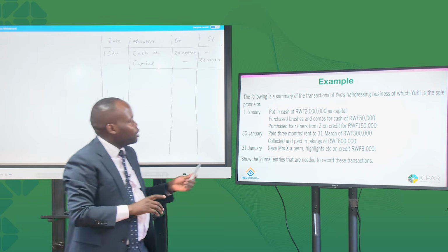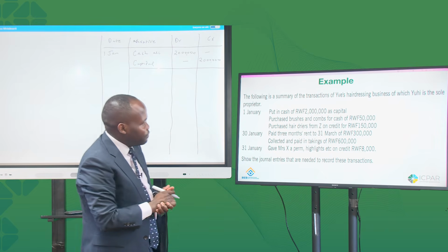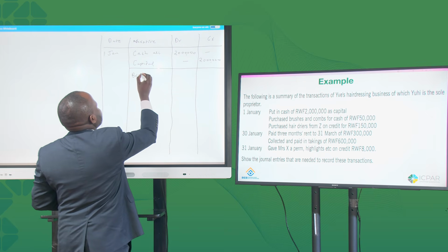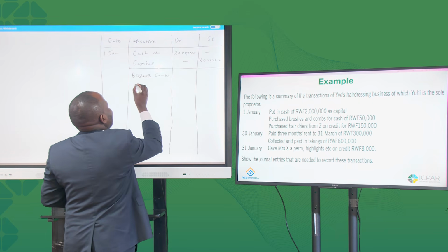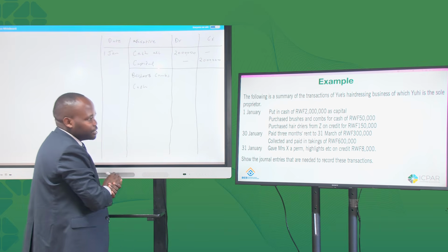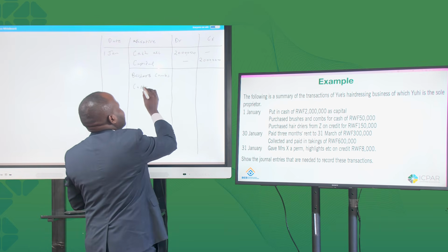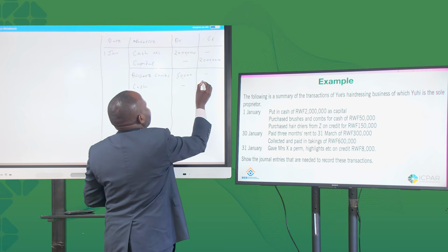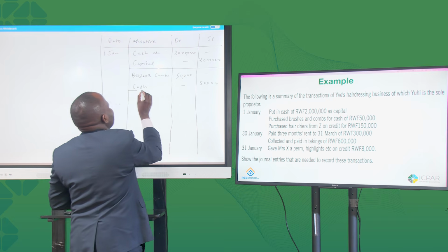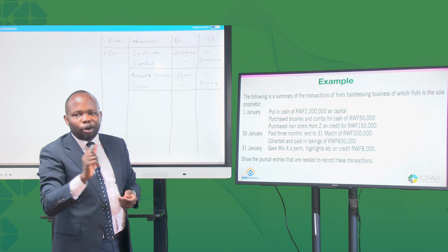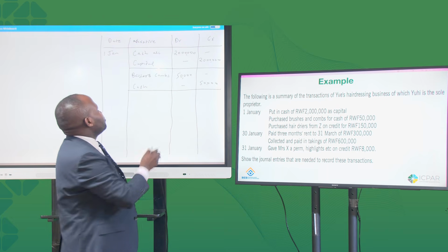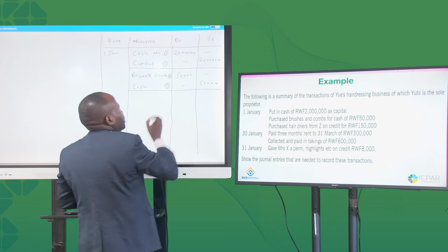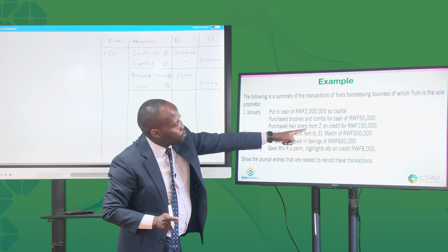Next transaction on the same date, purchased brushes and combs for cash, 50,000. So there are the brushes and combs, and there is the purchase for cash, the same date. So you debit 50,000 and you credit 50,000. The narrative in that case is purchase of brushes and combs for cash. Remember, this is transaction number 2.